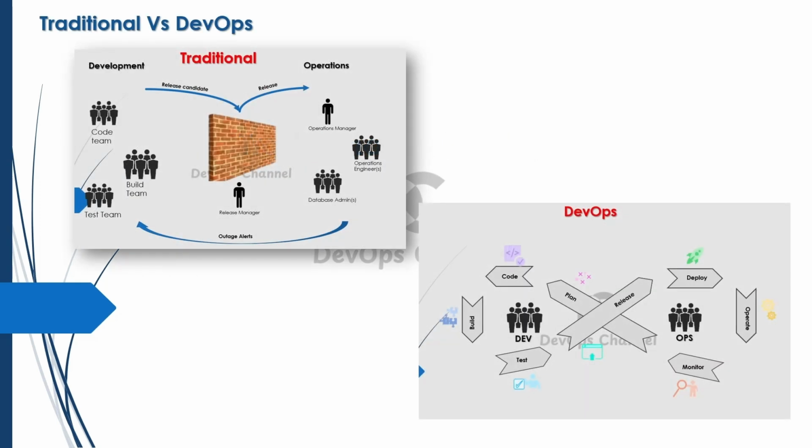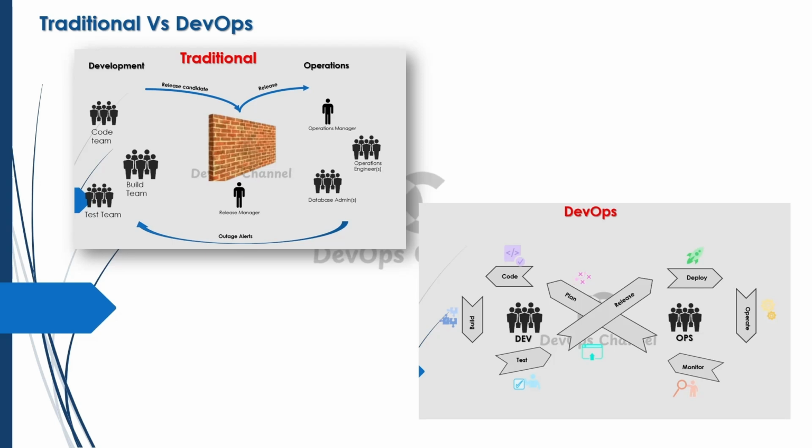So in the traditional method, there are different development and operations teams working individually, and within these teams there are sub teams also working individually. There is no communication between them unless it is required, right? Between these, there is a release manager who works as a gate or a wall, and decides whether it is a release candidate for the operations team or not, and then it is released. Or if something happens, then the operations team gives feedback to the development team that, hey, you need to redeploy or redevelop it, right? Then it again goes to the code team, then build team, then test team.